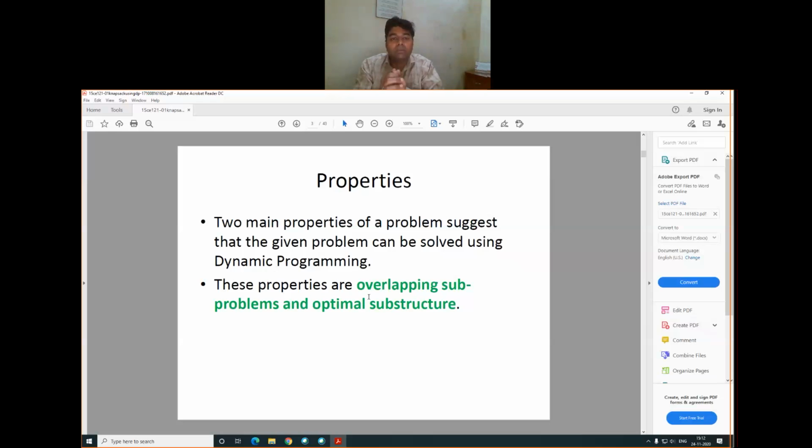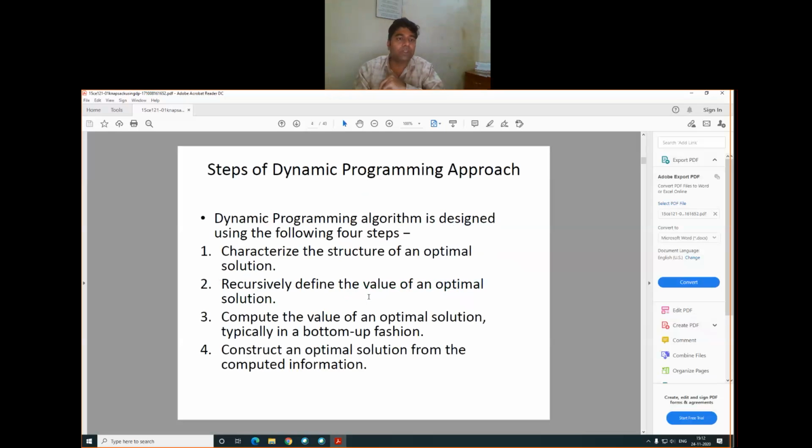So here we have the 0-1 Knapsack problem. You have to know that if your problem has either or both of these properties, then definitely dynamic programming will be applied to solve that particular problem. These are the basic steps required for the dynamic programming approach.